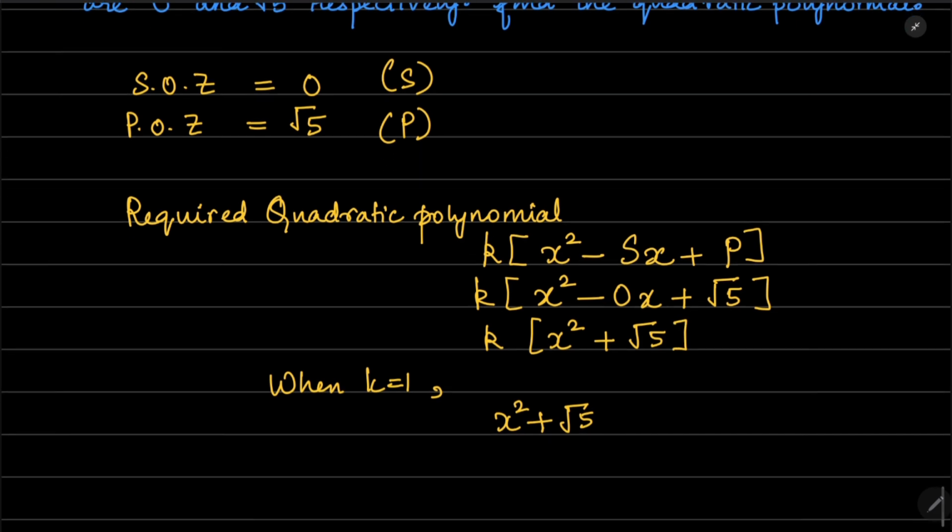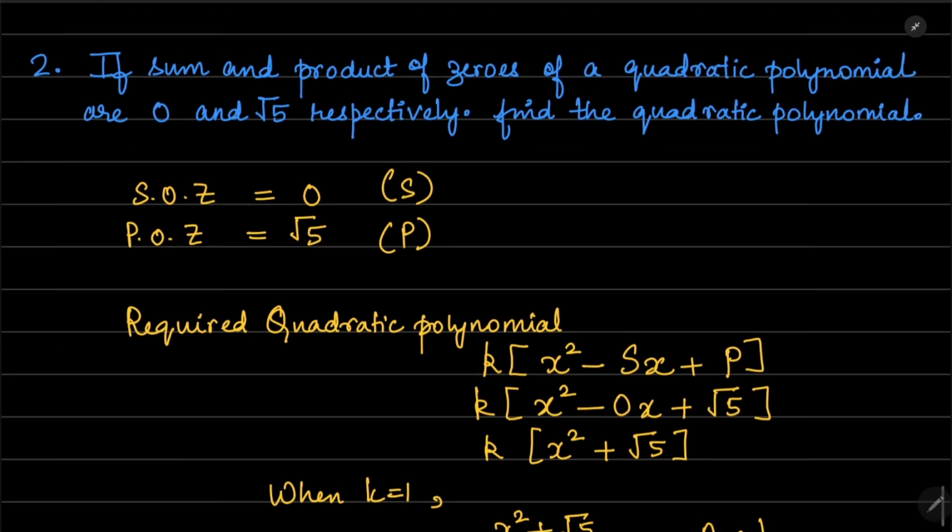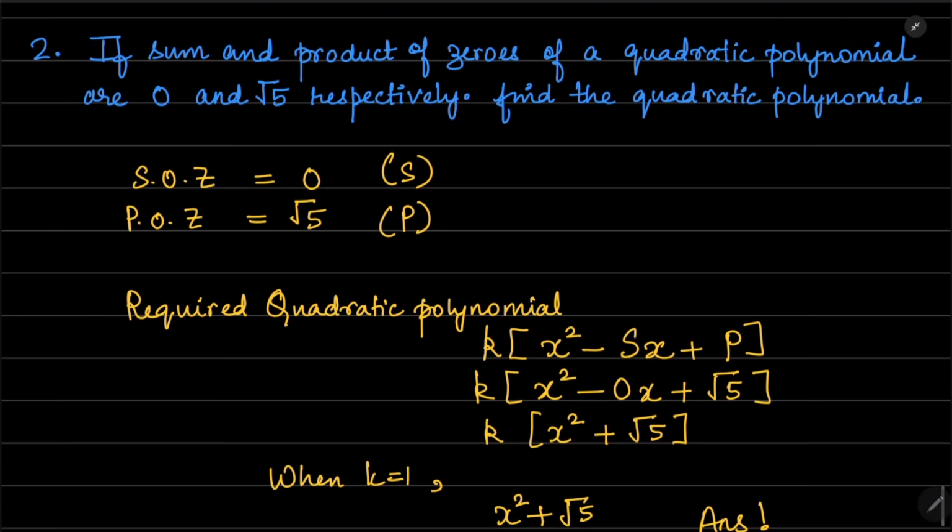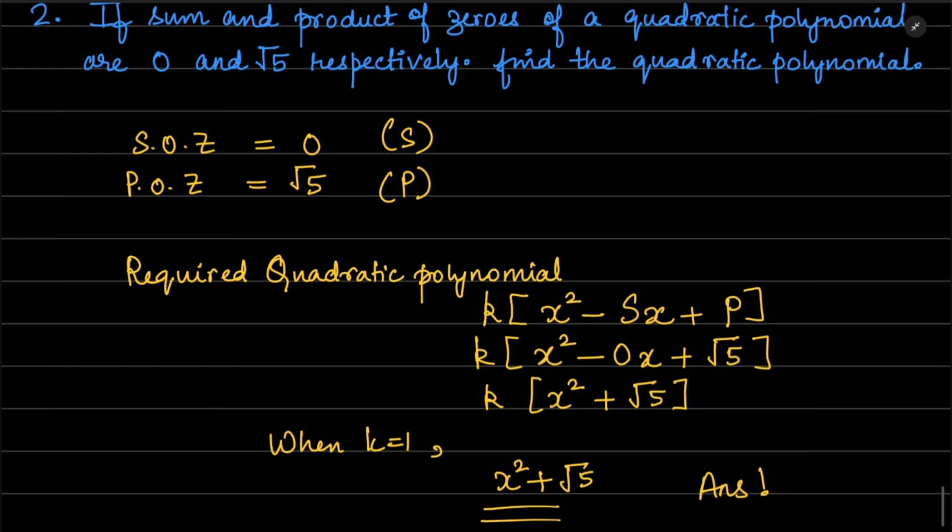This is your final answer. This is your required polynomial. You have to find the polynomial whose sum of the zeros is 0 and whose product of the zeros is root 5. So whenever you are given the sum and the product, remember this formula, which is k multiplied by x square minus sx plus p.